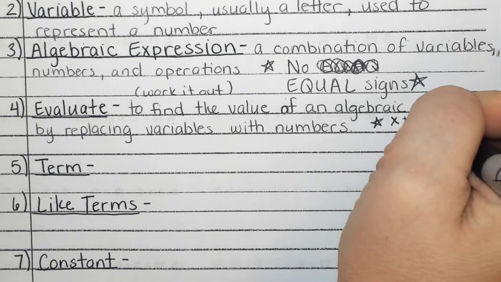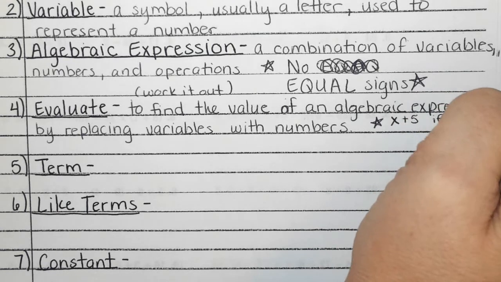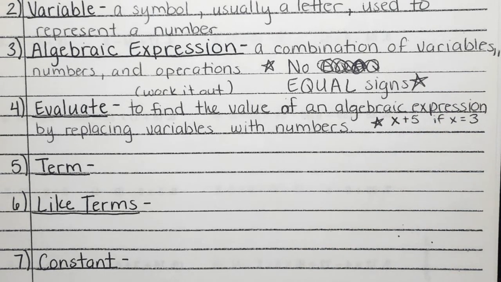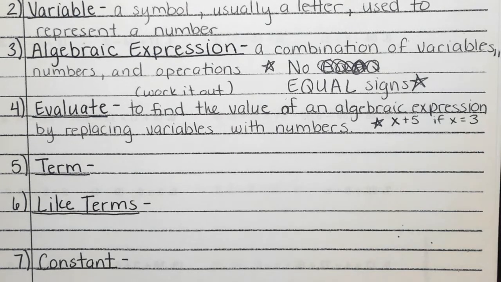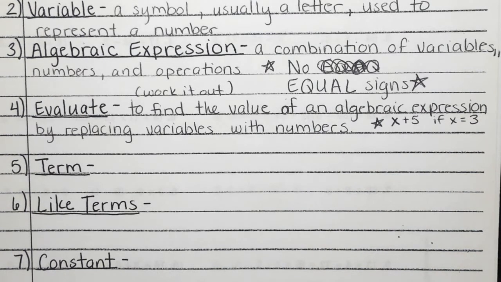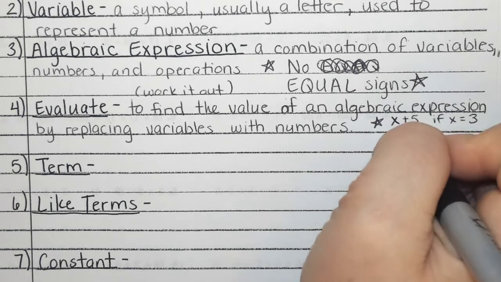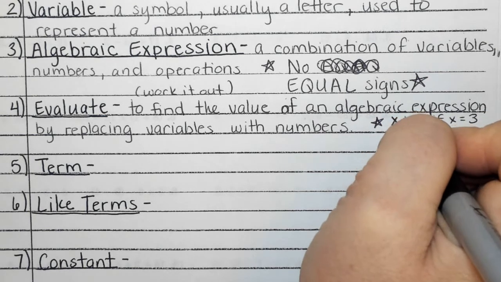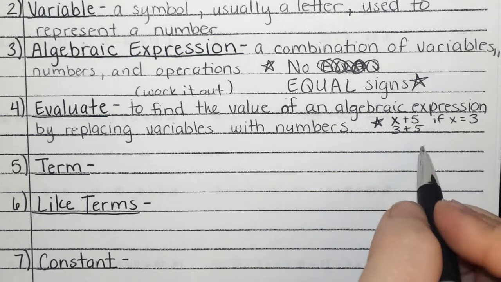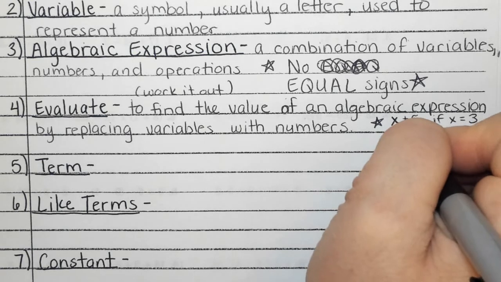Okay, so we're going to work x plus 5 if x equals 3. Okay, so does that mean x is always going to be 3? No. X is 3 for this problem, and only this problem. So if x is 3, part of doing algebra is knowing that x is going to change to a 3. How do I know you changed it to a 3? You write it down. So instead of x, I'm going to write 3 plus 5. And what does 3 plus 5 give me? 8.